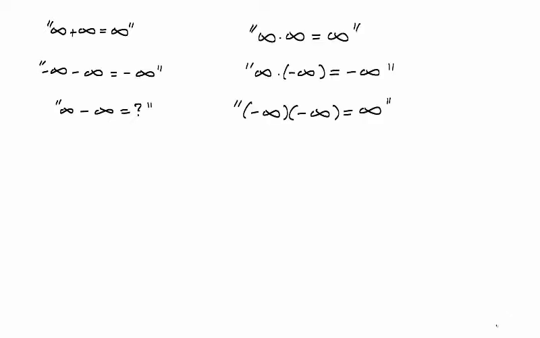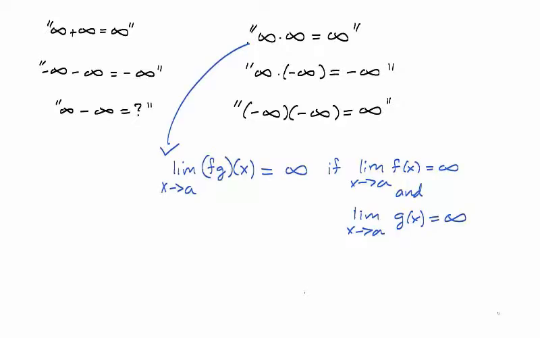Very informally, when dealing with infinite limits, it is safe to assume that infinity plus infinity is infinity, negative infinity minus infinity is negative infinity, and infinity minus infinity is unknown. For similar reasons, using multiplication, infinity times infinity is infinity, which means that the limit of f times g is equal to infinity as x approaches a, when the limit of f and the limit of g as x approaches a is infinity. We also have that infinity times negative infinity is negative infinity, and negative infinity times negative infinity is infinity.